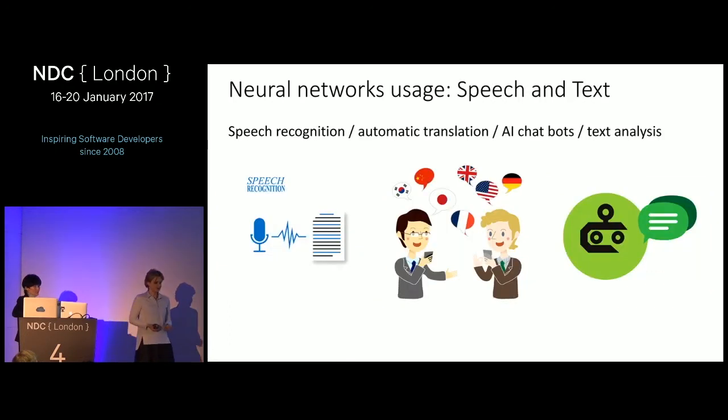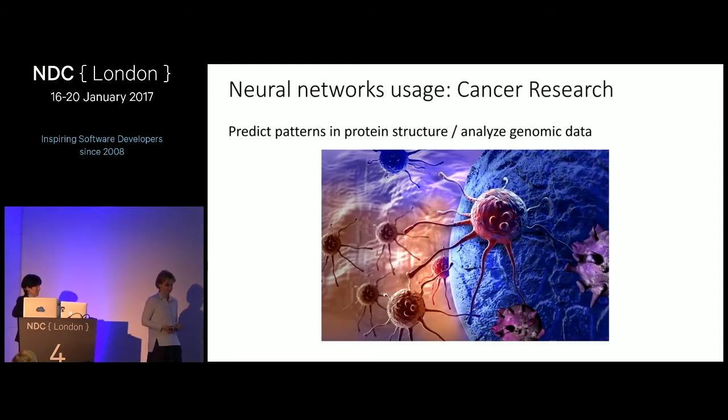Speech recognition, automatic translation, chatbots, text analysis. In cancer research, we use neural networks to predict patterns in protein structure. We analyze features of genomic data to predict, for example, if a person with that cancer would be eligible for a certain cure from the cancer.